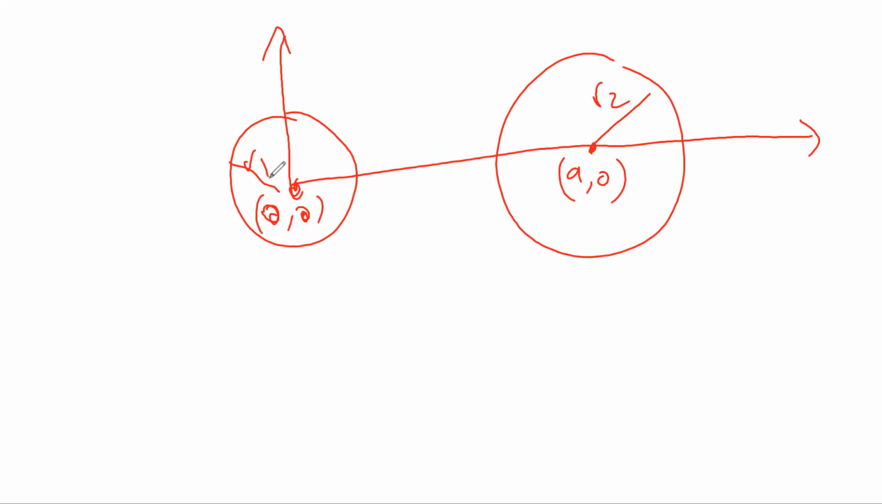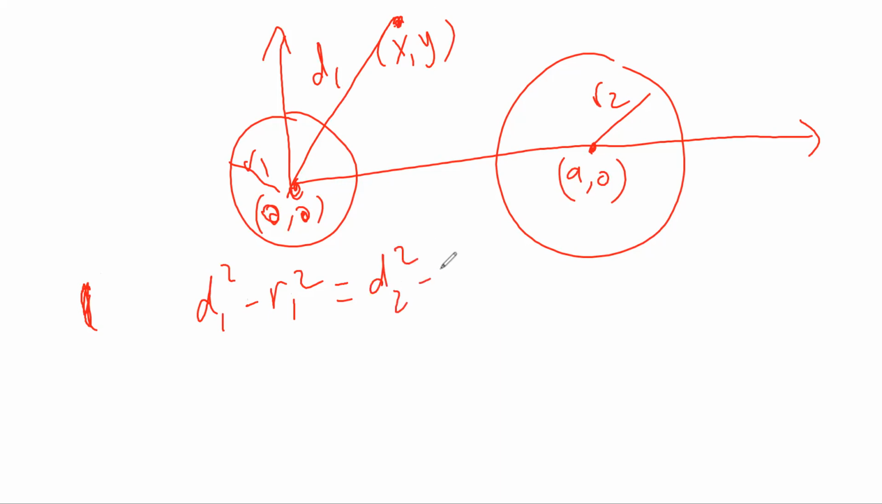And what you want to do is find the set of all points with the same power, both. So you want a point X, Y, right? It has the same power. So what's the power? The power is the distance squared minus the radius squared. So d1 squared minus r1 squared has to equal d2 squared minus r2 squared, right? So actually knowing that, you could probably finish it off from here.